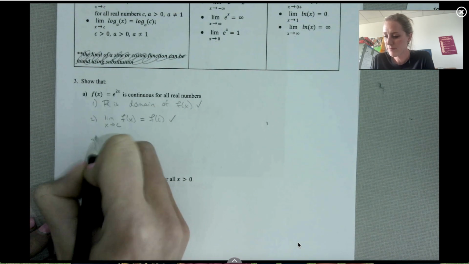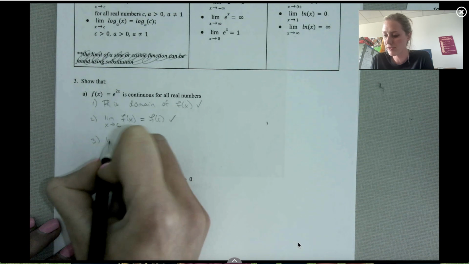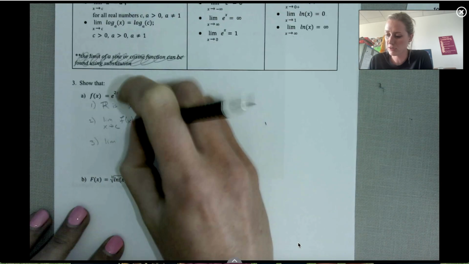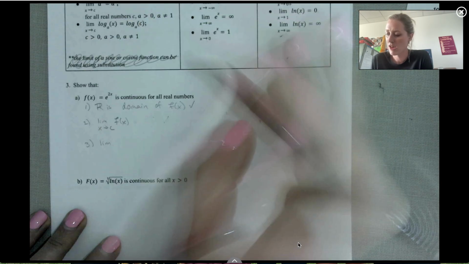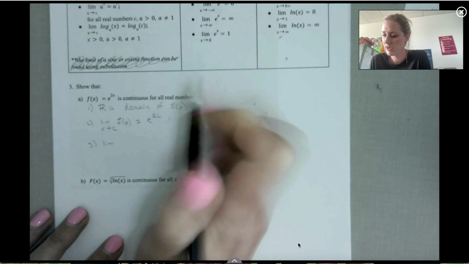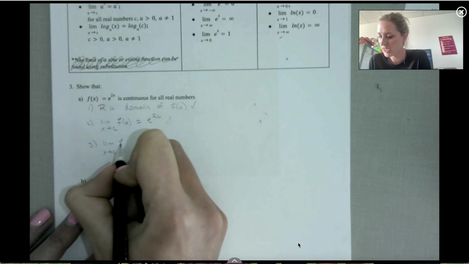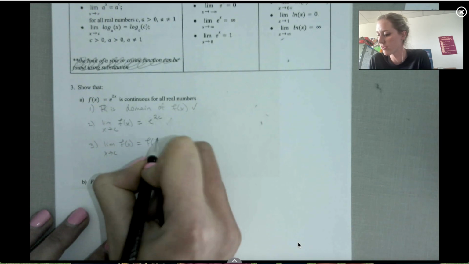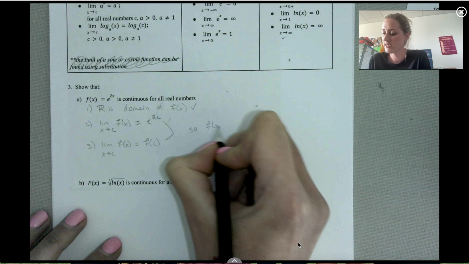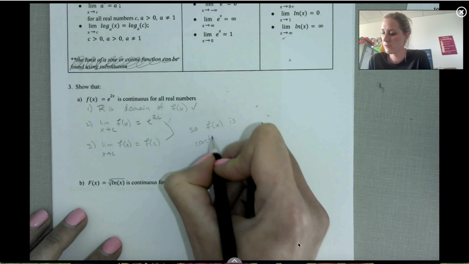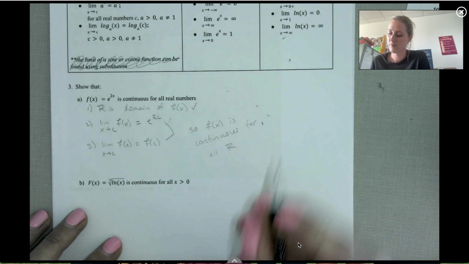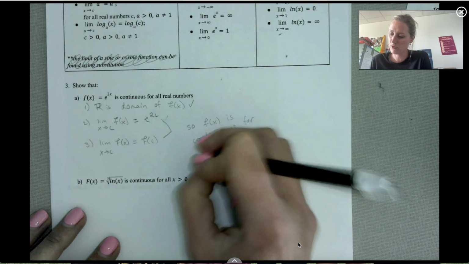Okay, and then does the limit equal that? Well, let's actually find the limit, I guess. So we'll do this. Okay, so this would equal e to the 2 times c. So the limit as x approaches c of f of x is the same as f of c. So those two things together meet that third condition. So f of x is continuous for all real numbers. I guess I don't need the word all in there.